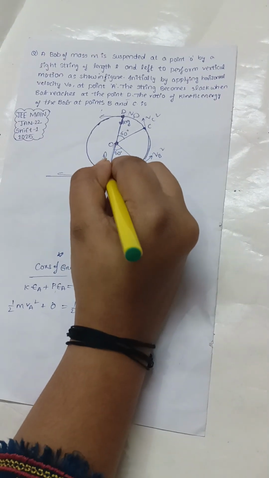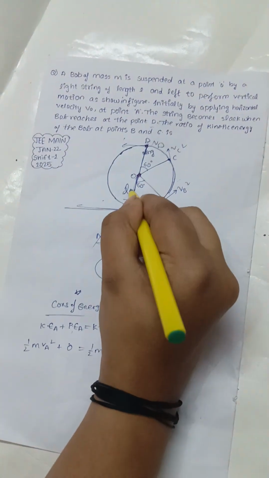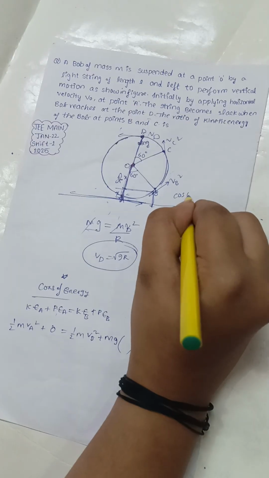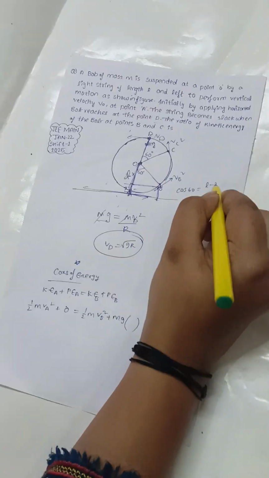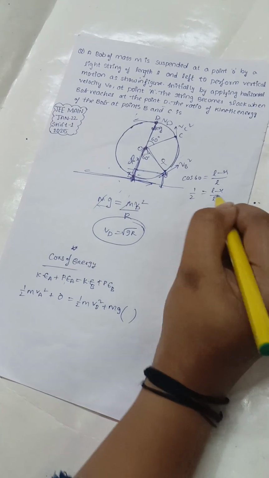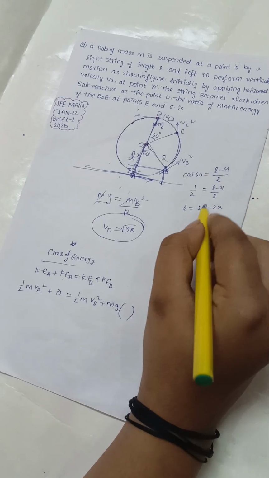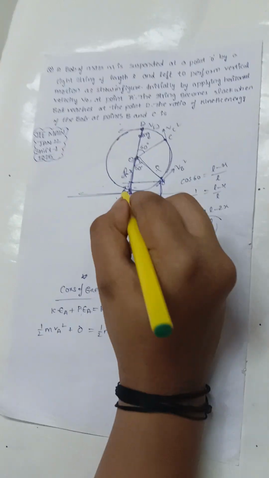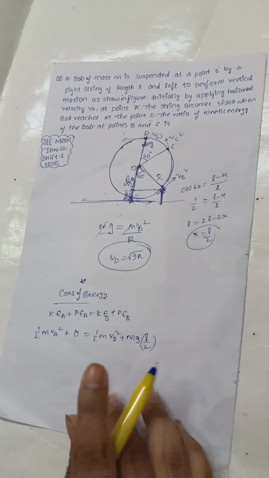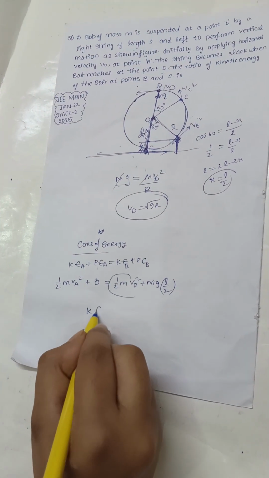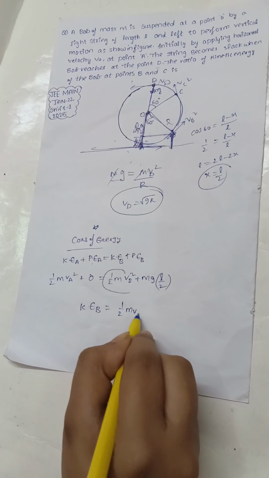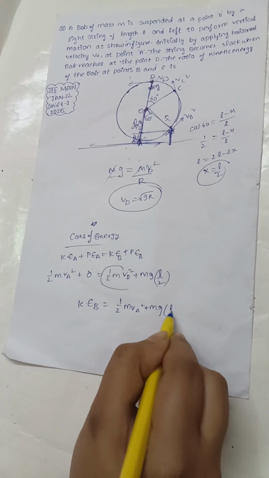We know that this total length was L, so let's assume this as x and this as L minus x. Cos 60 is adjacent by hypotenuse, L minus x by this length, which is also L. So 1 by 2 is L minus x by L, so L is 2L minus 2x, and x is equal to L by 2. So this was L by 2 and this was L by 2. This height was L by 2. Now the kinetic energy at B is half m vA square plus mg L by 2.